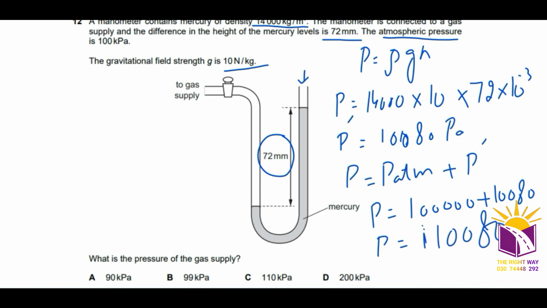So 110080 is approximately equal to 110 kilopascal. So C is the right option.